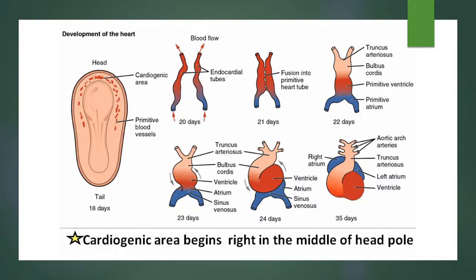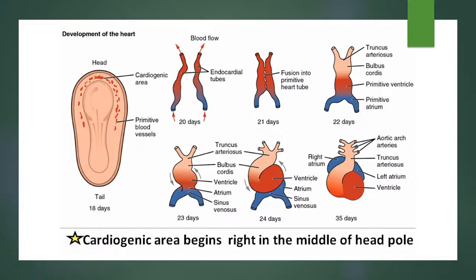Next, the heart tube begins to grow rapidly, forcing it to bend upon itself. The result is the bulboventricular loop. You can see the bulboventricular loop here.